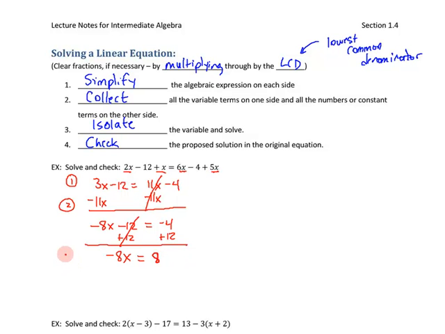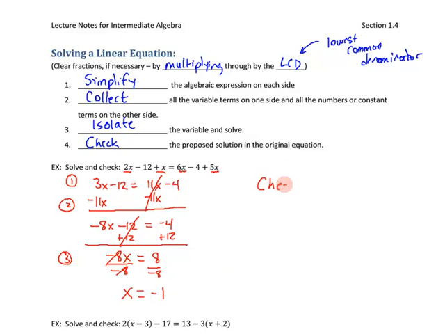So now for step 3, I'm going to isolate that variable by dividing both sides by the negative 8 that's connected to it. Okay, so the negative 8's divide out. I have x is equal to 8 divided by negative 8. 8 divided by 8 is 1. Since it's opposite signs, you're going to take the negative along with it. So that's negative 1.